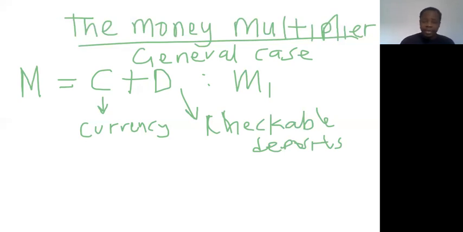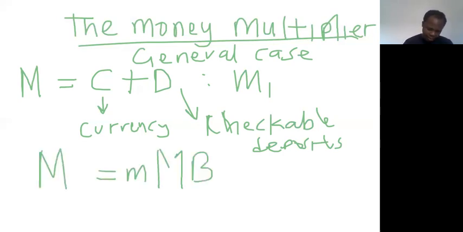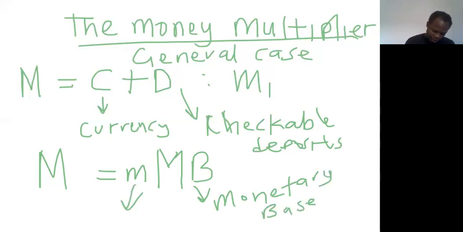First of all, we are going to link the money supply to the monetary base, and then we let the M equal the money multiplier. So I will say M is equal to small m times MB, where MB is known as the monetary base, and small m is known as the money multiplier. In short, this is known as the multiplier.